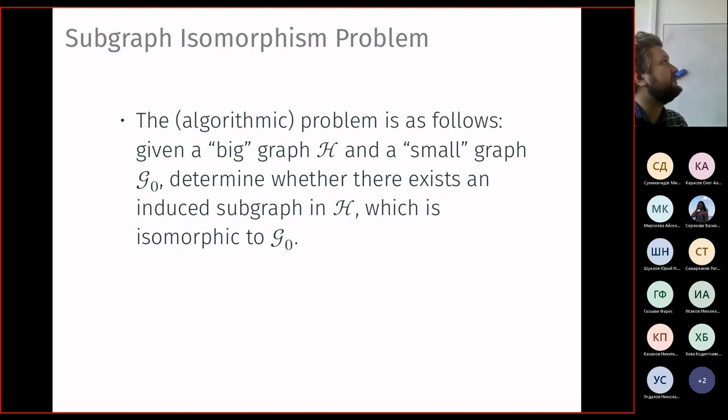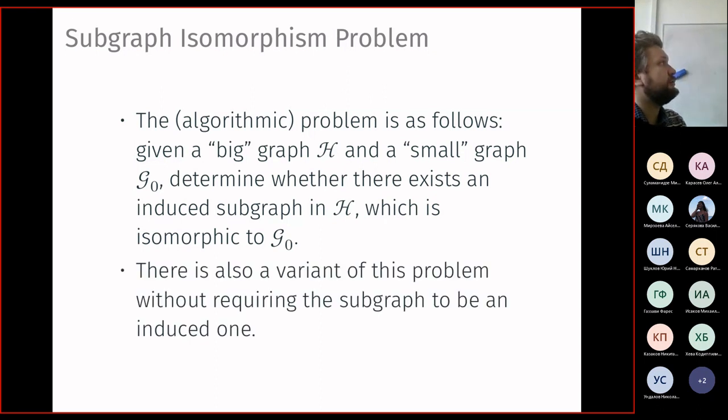And the subgraph isomorphism is the following problem. You have a graph H and a graph G0, and G0 is called the small one and H is called the big one, and you determine whether there exists an induced subgraph in H which is isomorphic to G0. Also, there is a version without requiring the subgraph to be an induced one, so you just find some pattern inside. The search for a spanning subgraph is not usually considered a subgraph isomorphism problem because G0 will not be a small one. It should include the same set of vertices. And it's just the notion of reorganizing them.